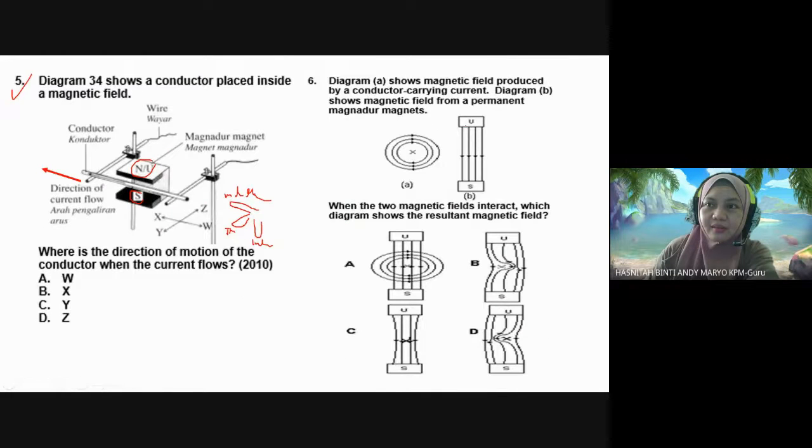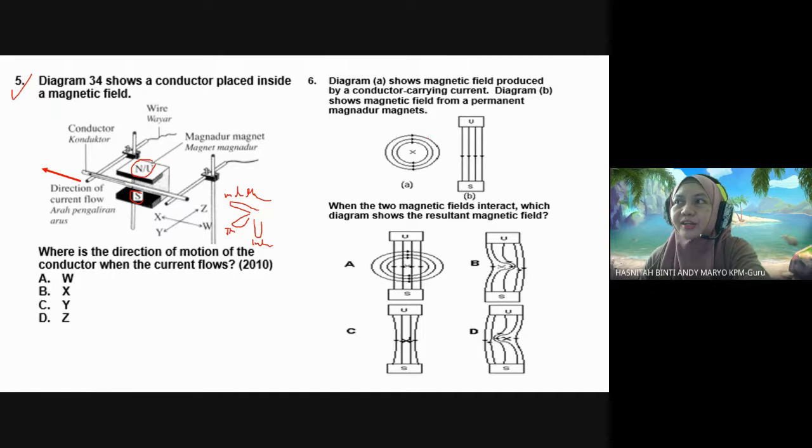Okay, can you try number 6? Okay, number 6, what do we call this? This is catapult field. Okay, catapult field is the interaction between the magnetic field around the conductor and the magnetic field from the permanent magnet. So when they are combined, they will produce a resultant field which is called the catapult field. Okay, so when you combine A and B, what will be the diagram of the catapult field or resultant magnetic field? This we call the catapult field.